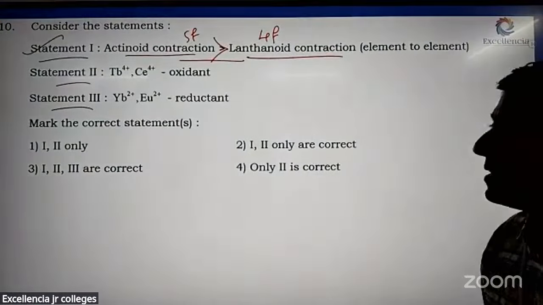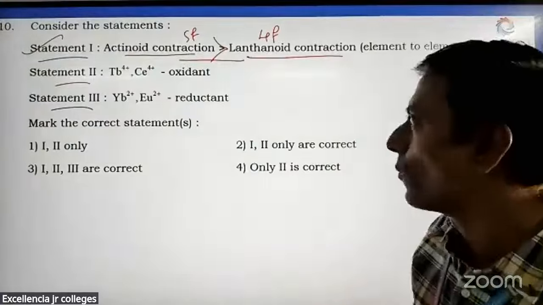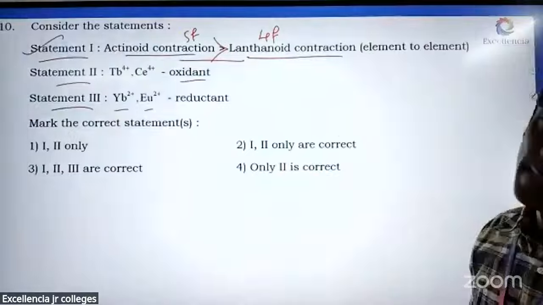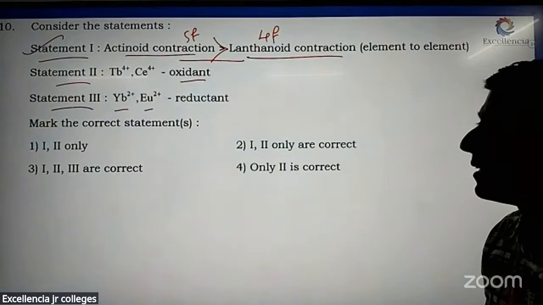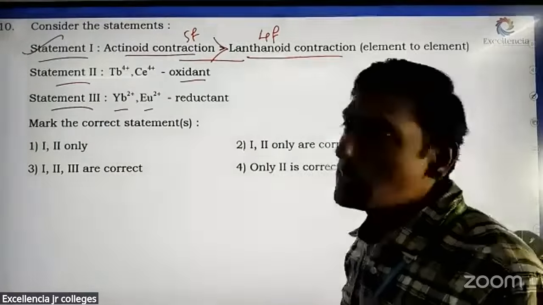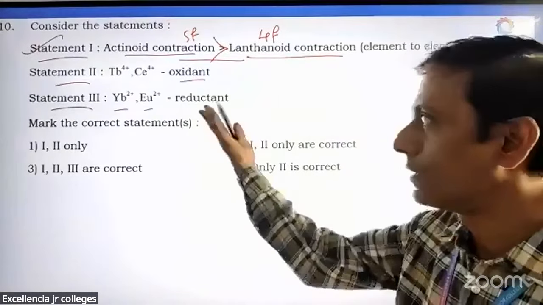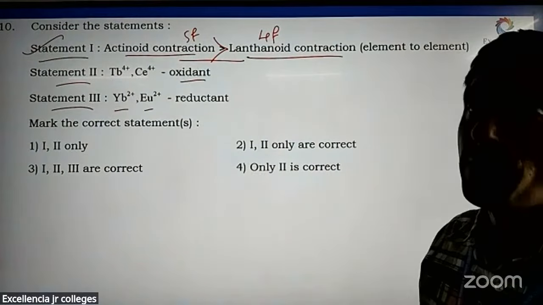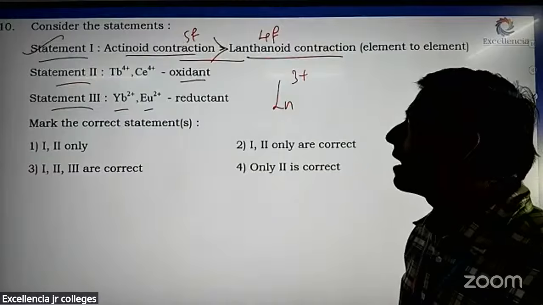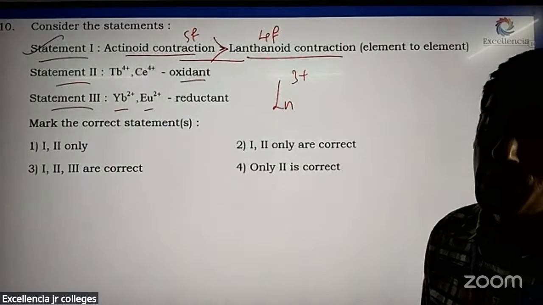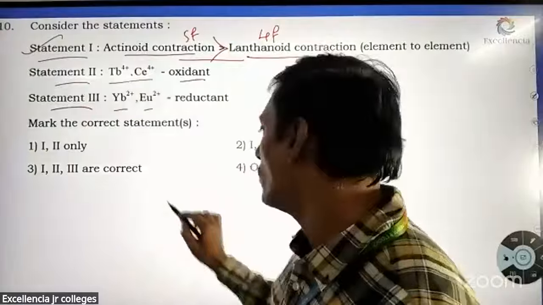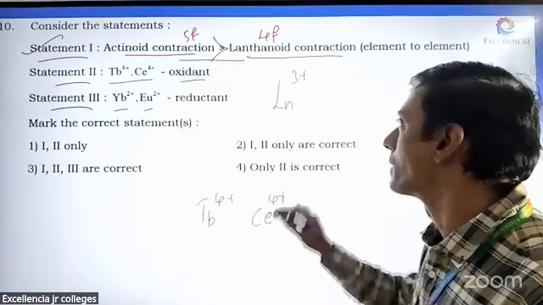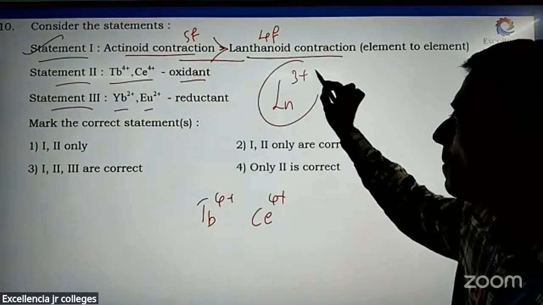Then statement 2. See, they give terbium 4 plus, cerium 4 plus as oxidants, ytterbium 2 plus and europium 2 plus as reductants. Again, how can you decide which is oxidant and which is reductant? So all these elements are lanthanides. In lanthanides, the plus 3 state is the stable oxidation state. So here you see these 2 things, terbium 4 plus and cerium 4 plus. Both are given in 4 plus.